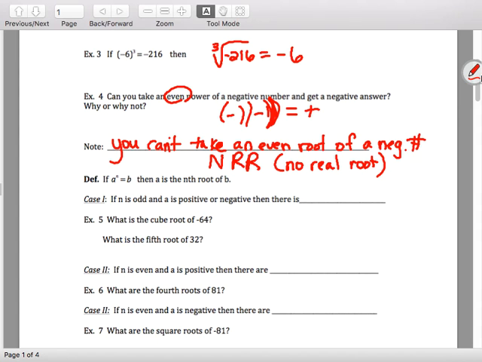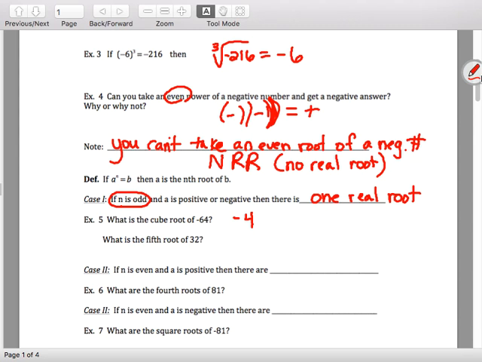So case 1, if n is odd and a is positive or negative, then there is one real root. I'd like you to circle this piece: if n is odd, and n is the root or the index. We use the word root and index the same way. So what is the cube root of negative 64? Look at your pink paper and look at the cubes. This is how you use the pink paper. For the cube root of negative 64, you look at what number cubed gave you 64? 4, but it's negative, so it's negative 4.